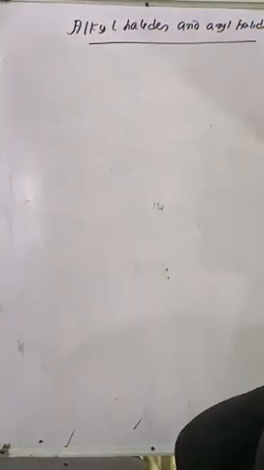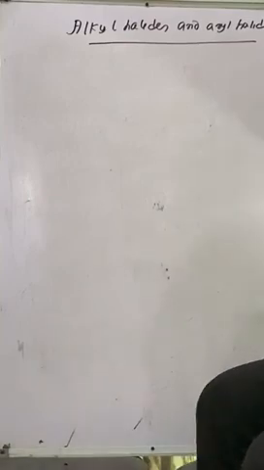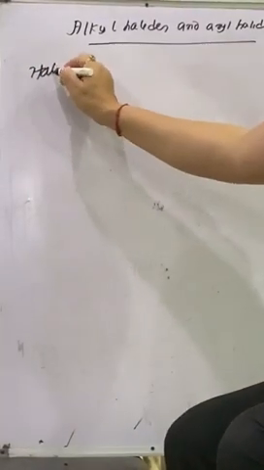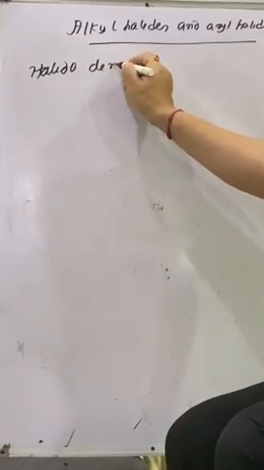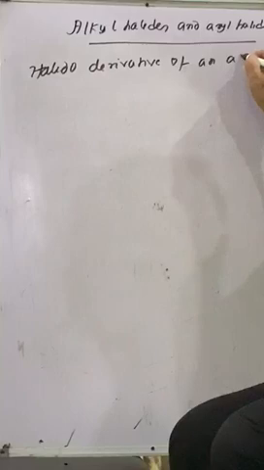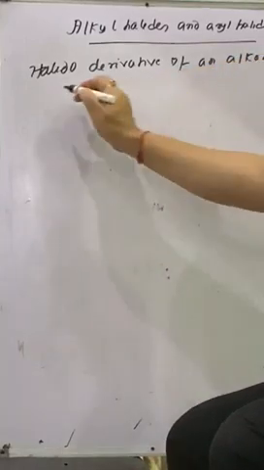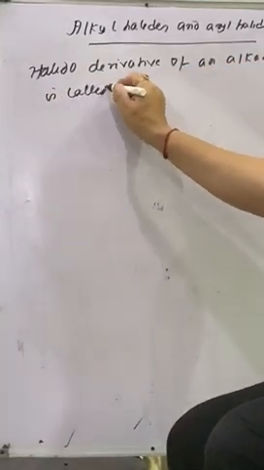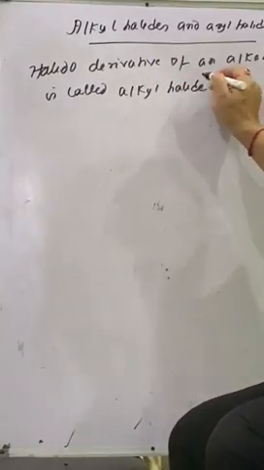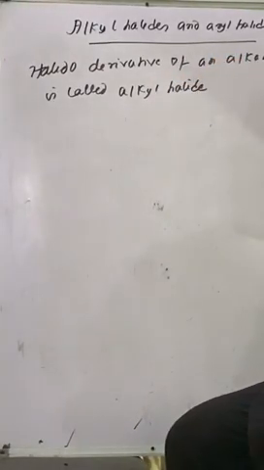So this is what the introduction speaks about: the halido derivative of an alkane is called an alkyl halide. What do you mean by halido derivative of an alkane?